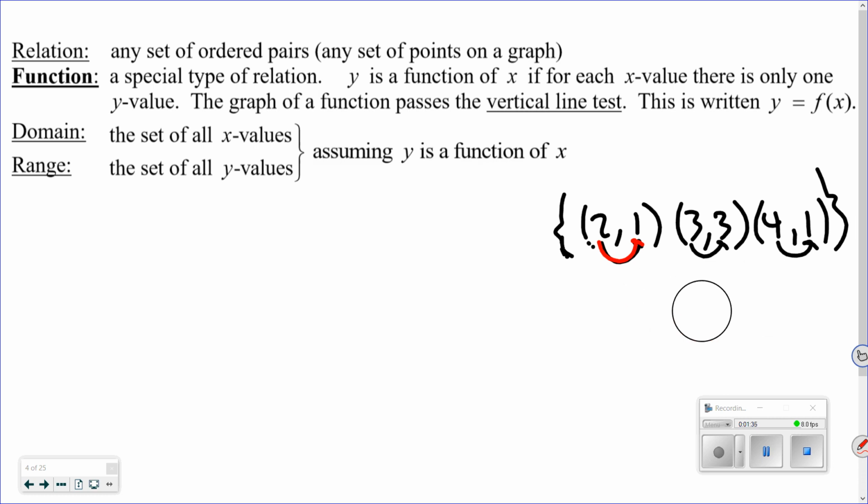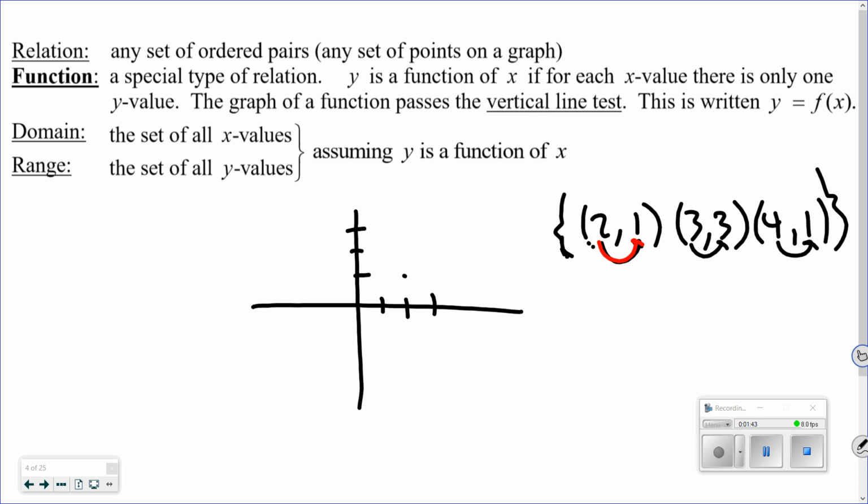It says you can use the vertical line test to test that. Think if I were to graph those 3 points: 2, 1, 3, 3, and 4, 1. If we take a vertical line and run it across there, it should only touch each of those points once. There's once, once, once, we're good. If I add that other point I had there, which was 2, 5, it'd be right there. Now as I run my line across, you see how it's going to touch twice. So you can use that vertical line test to see if something's a function.